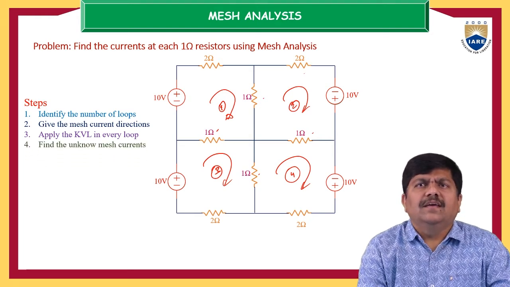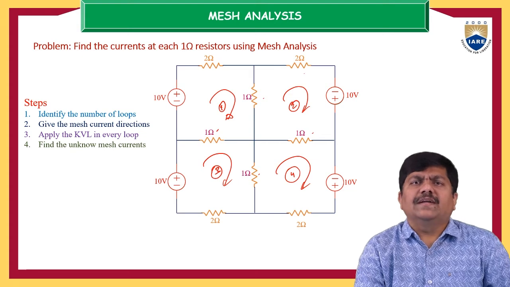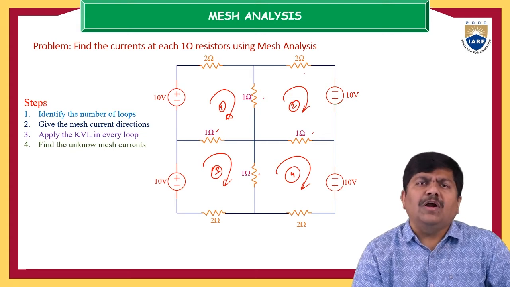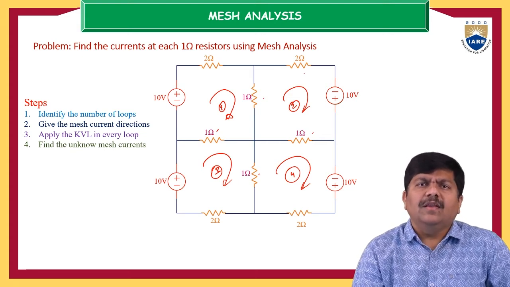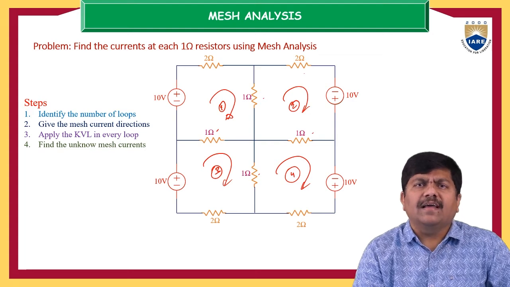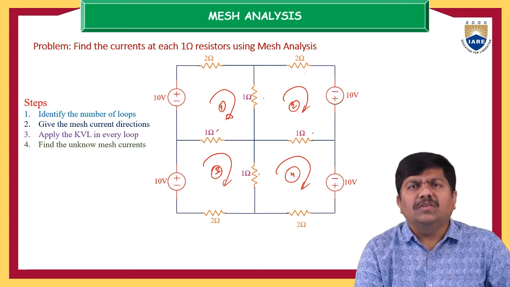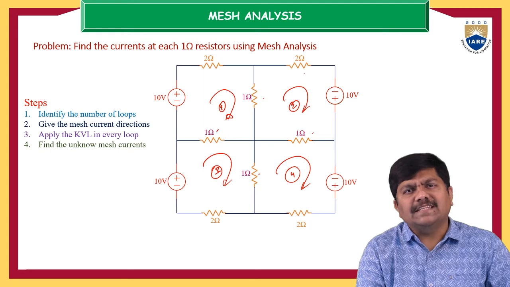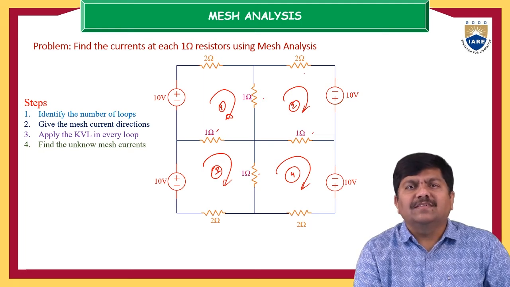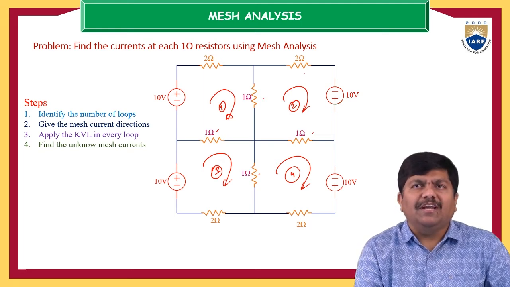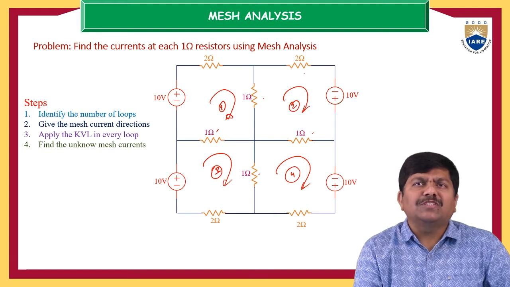Next, what are the unknown mesh currents? What do we want to determine here? They are asking us to determine the current in the 1 ohm resistance. So the current flowing through the 1 ohm resistance is the unknown current to us, and that current you have to determine. That is our fourth step: find the unknown mesh currents.